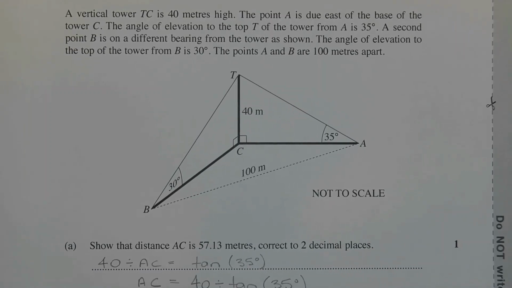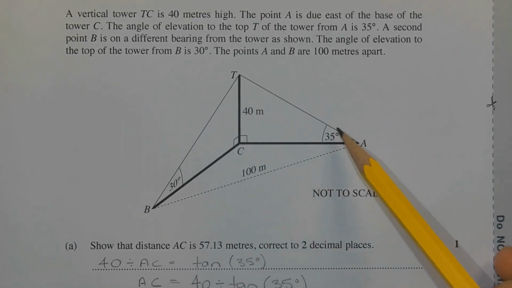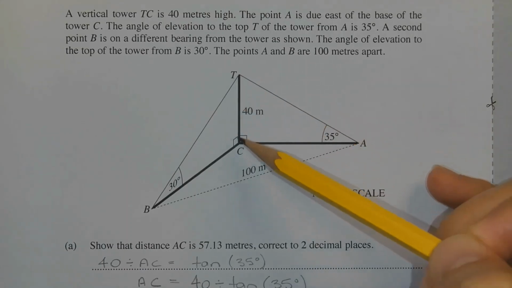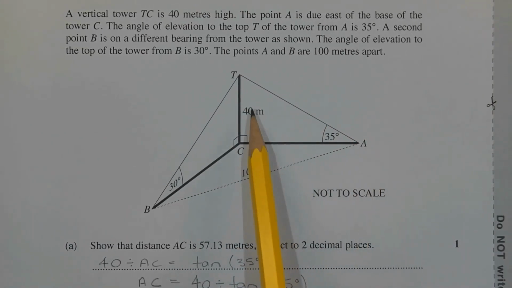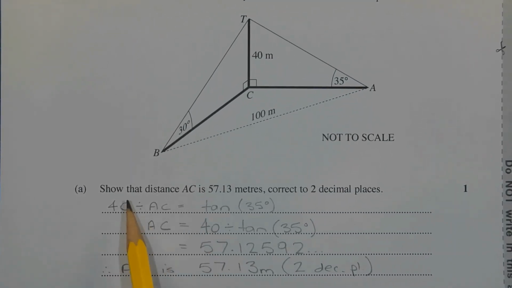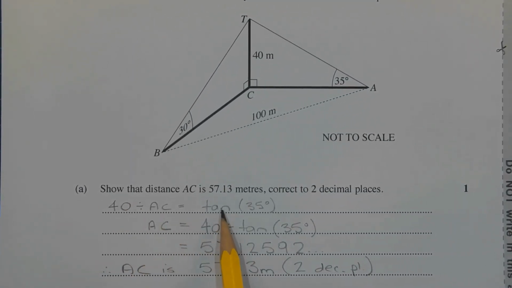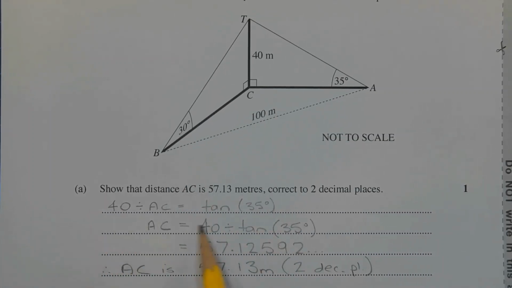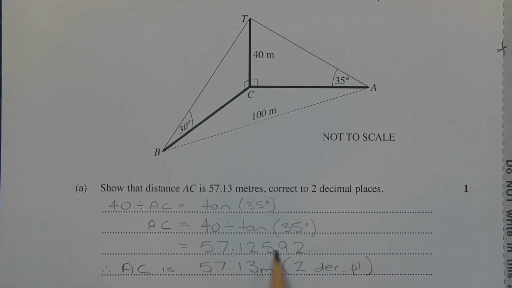So using SOHCAHTOA, or regular right angle trigonometry, tan 35 degrees is equal to opposite divided by adjacent, so 40 divided by AC, and I've written the working out here to reflect that. 40 divided by AC is equal to tan 35 degrees. Rearranging this equation to make AC the subject, we get AC is equal to 40 divided by tan 35 degrees, which evaluates to 57.12592 and so on. Rounding this value correct to 2 decimal places, we get AC is equal to 57.13 meters as required.